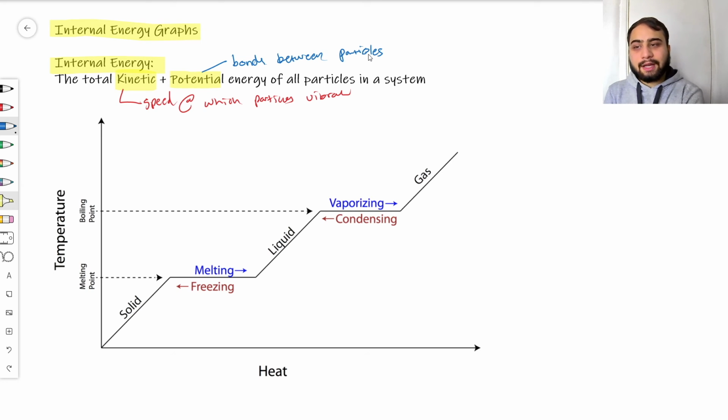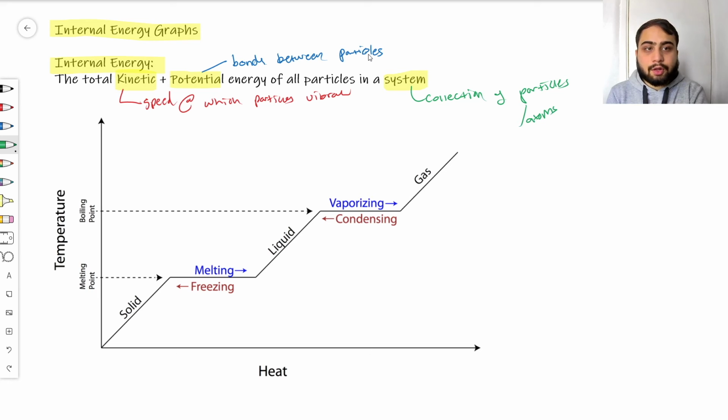Okay, now another thing that throws off students is the word system. So system is really just a collection of particles or atoms or molecules, anything really, right? A system just talks about a group of things, okay? So here we're talking about particles, but it could just as easily be atoms as well.